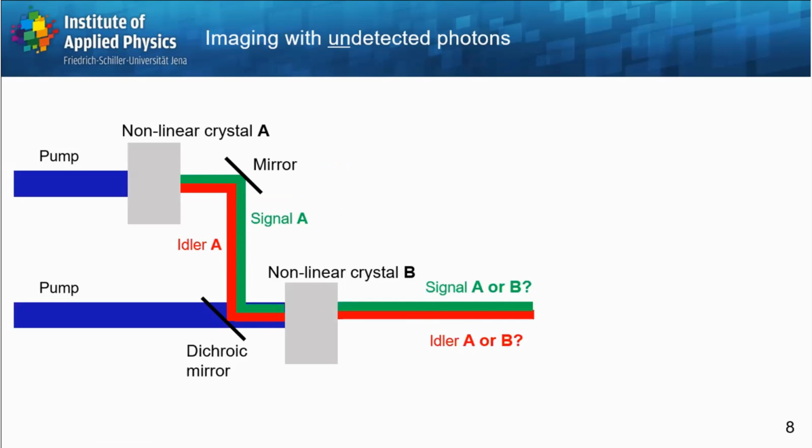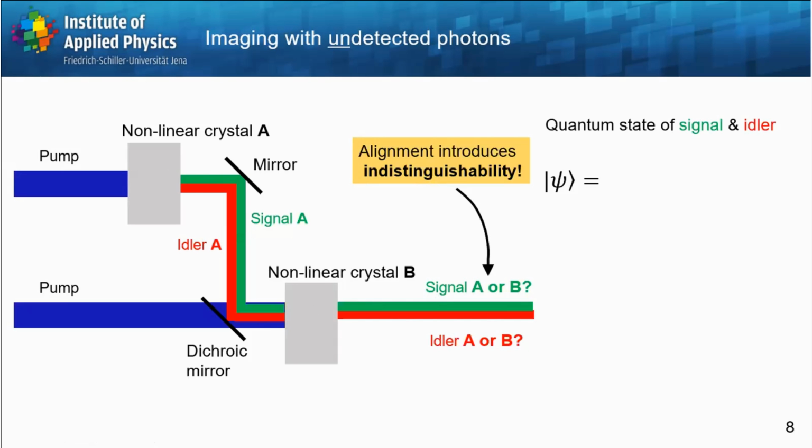Well, it's impossible to know, because I'm overlapping this from A to B. So when I receive a photon pair, I don't know which crystal it came from. This alignment introduces indistinguishability. So again, we can try to write the quantum state of the signal and idler at the output. And as I mentioned before, indistinguishability allows us to write everything as a superposition of different scenarios, right? But now this scenario includes two sources that I named A and B.